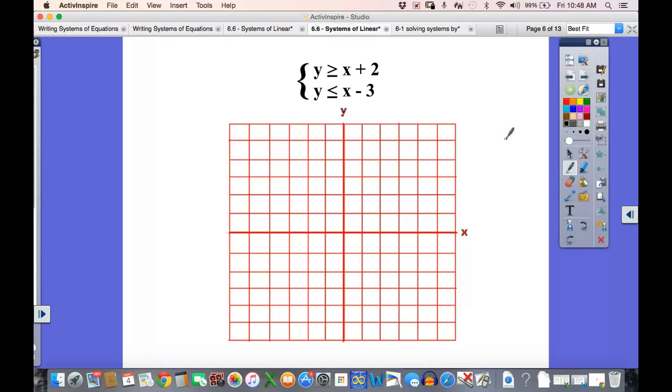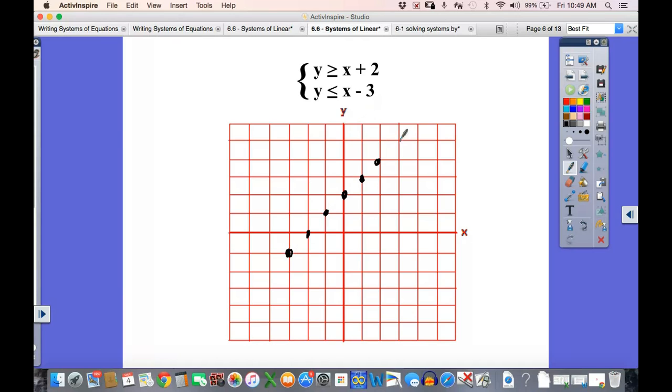Okay, so we have y is greater than or equal to x plus 2. And then y is less than or equal to x minus 3. So let's get to graphing. So at 2, and then we go up 1 over 1, up 1 over 1, up 1 over 1.